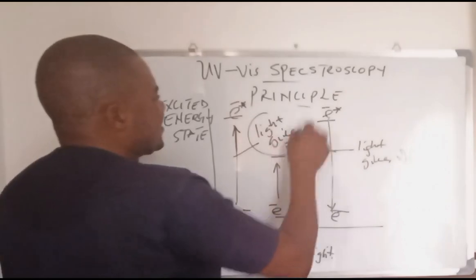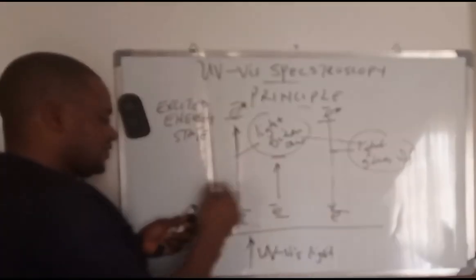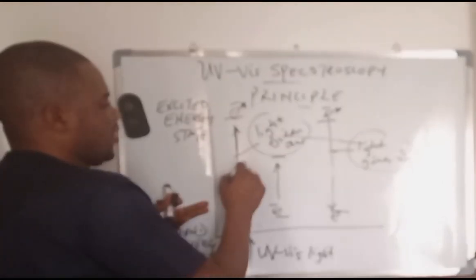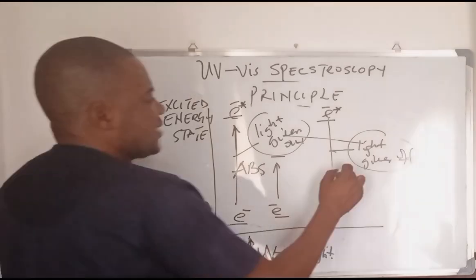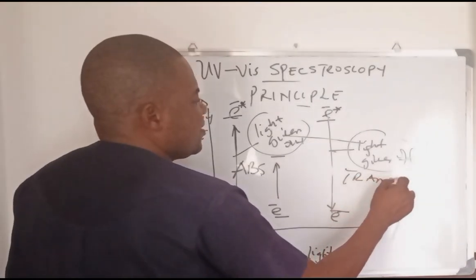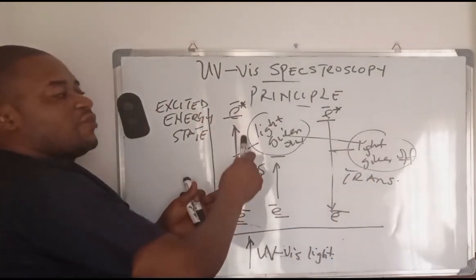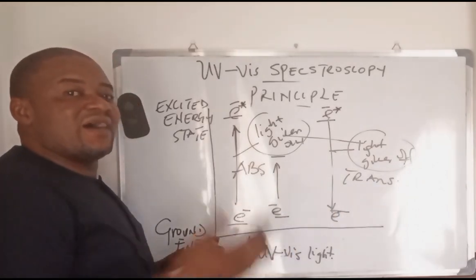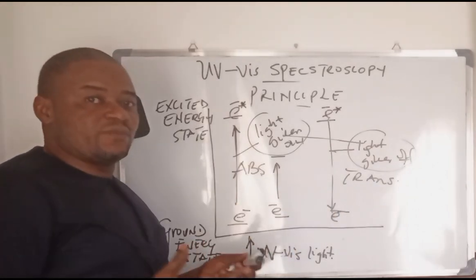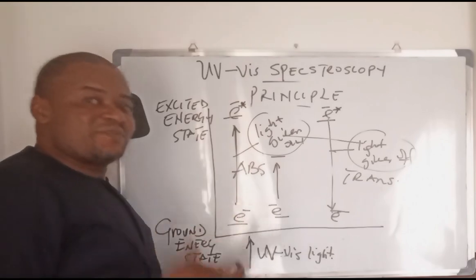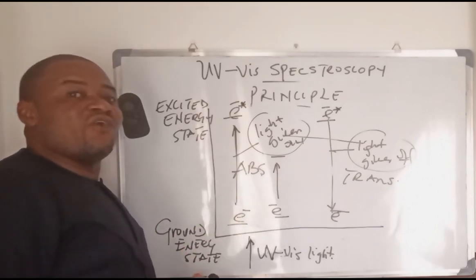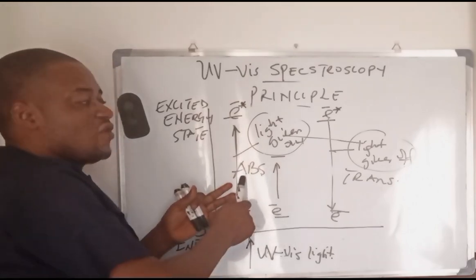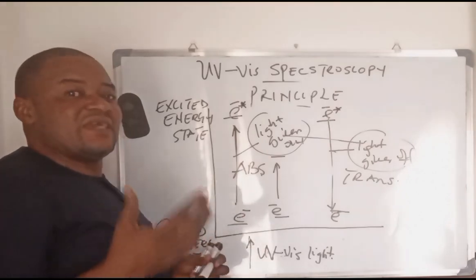Now these lights that are given up, whether at the point of absorbance or at the point of transmittance, are the reason why you have a spectrum that is being formed. And the spectrum that is being formed will always do what? Be based on absorbance and transmittance of energy.